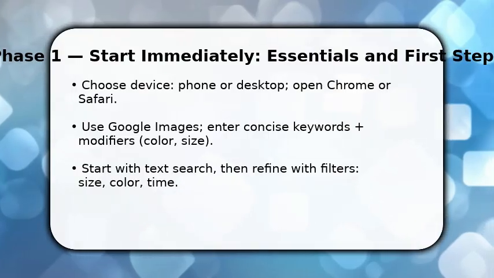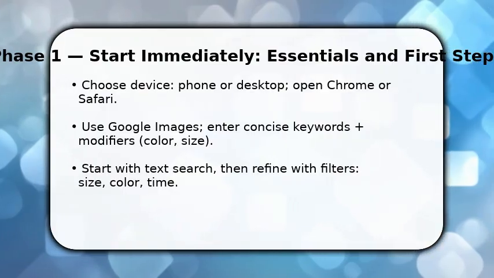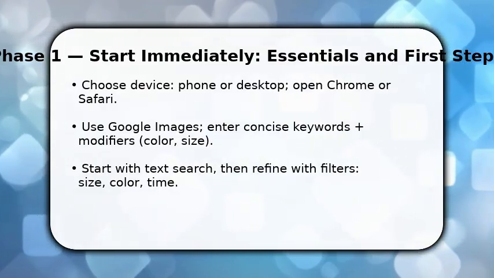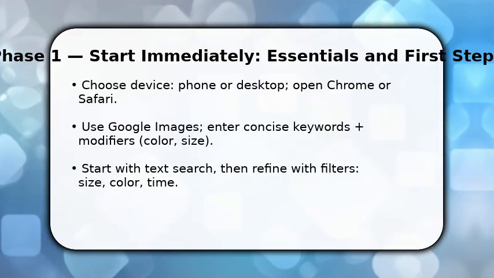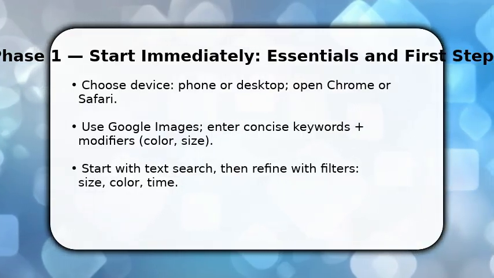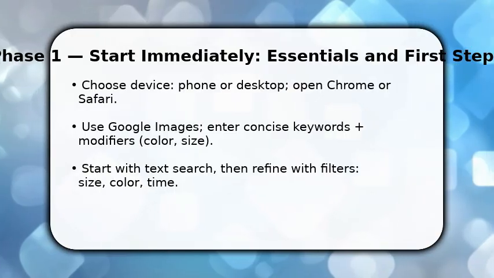You begin by picking your device and opening Google Images. This matters because layout and filters differ. Start typing concise keywords that describe the picture. Include color, subject, and size if relevant.